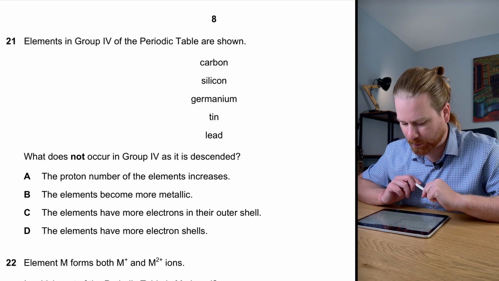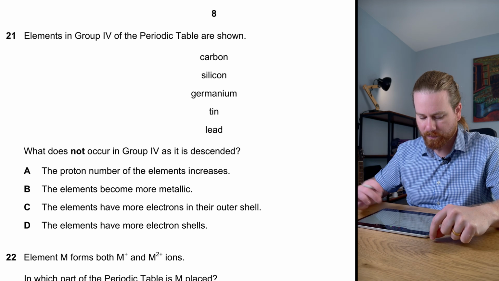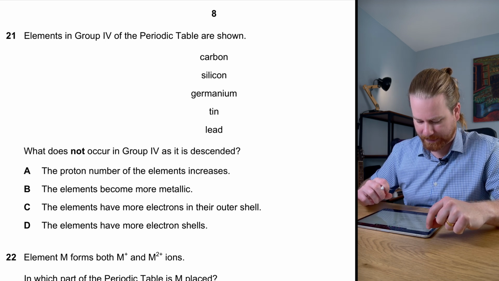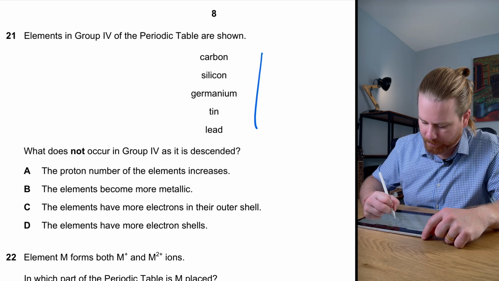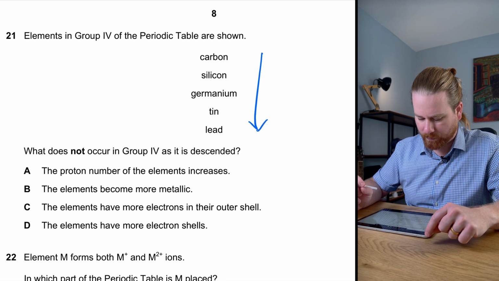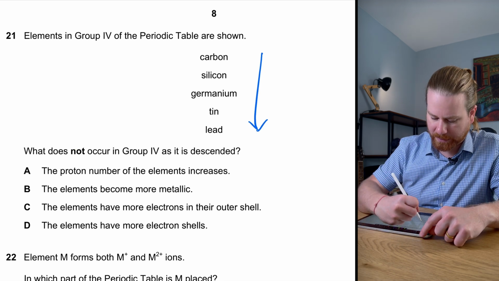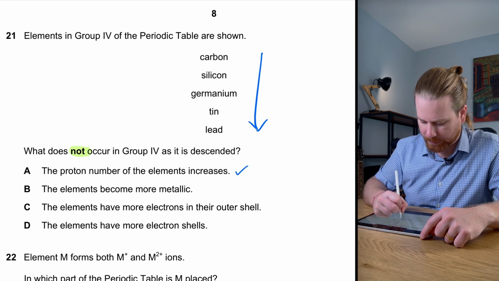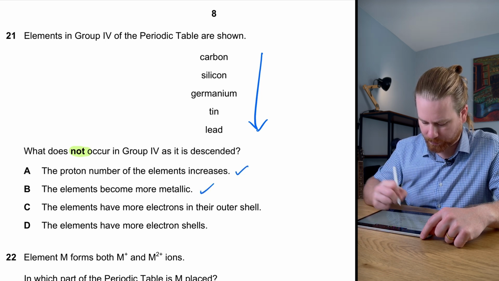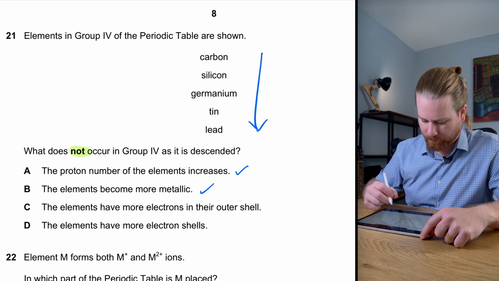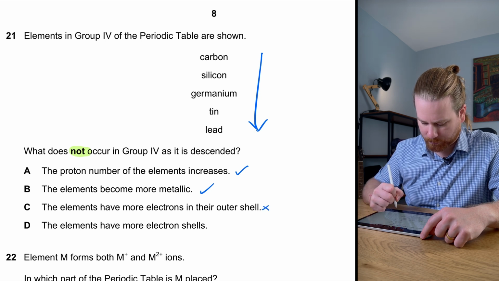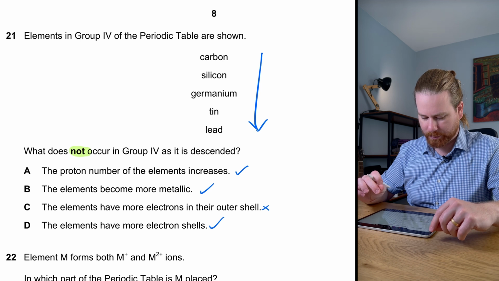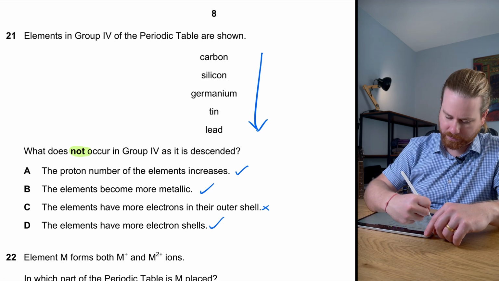Okay, elements in group 4 of the periodic table are shown. Yeah, there they are. What does not occur in group 4 as it descends? So as we go down the group, we are looking for a not. So this is true. This is true. This is not true. And this is true. You get more shells as you go down that group. So it has to be C.